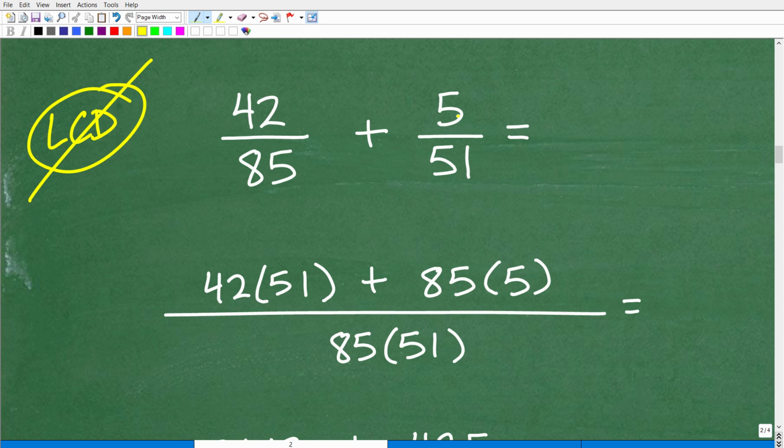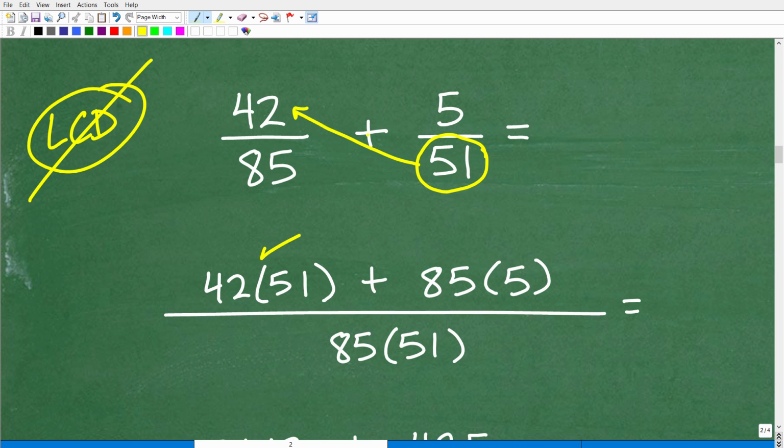And this is where, in order to add these fractions without even thinking about the LCD, you're going to start with the denominator, this number in the bottom right, okay? And you're going to multiply across to this numerator over here. So that'll be 51 times 42, and we're going to put our answer there.